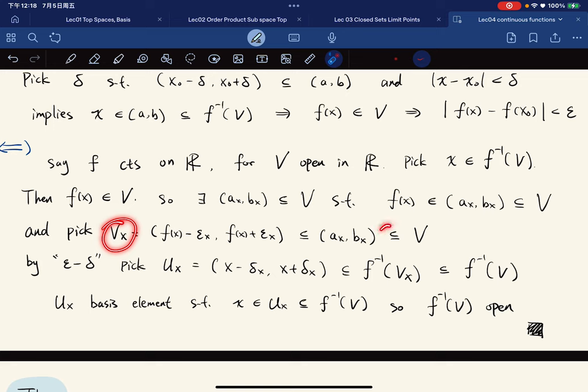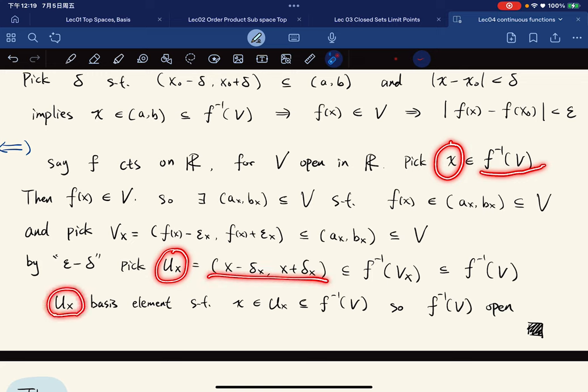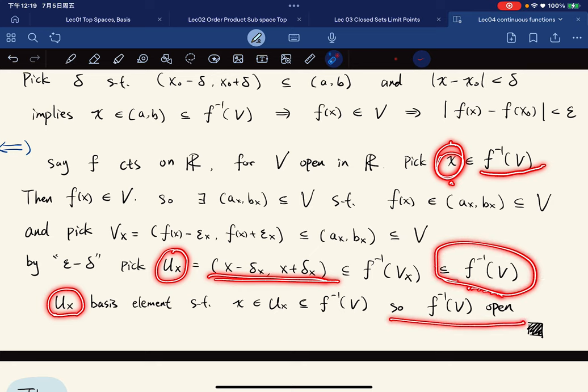And this is a subset of V, so it's contained in V. So this means that for any x in here, there exists a basis element U that contains x and is contained in the inverse image of V, which by definition is open, because the topology is generated by a basis.